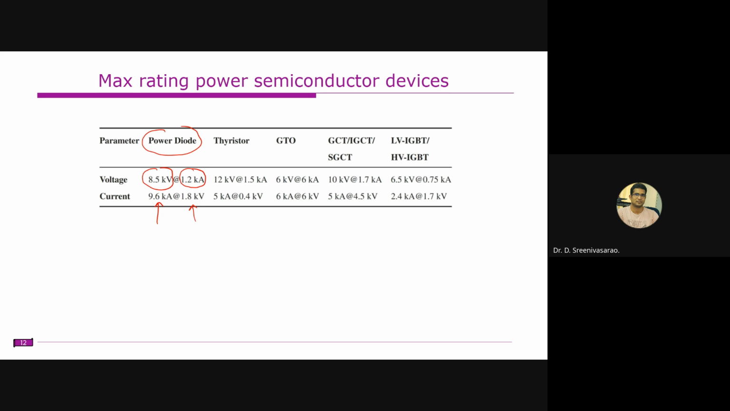Similarly, for IGBTs, we have 6.5 kilovolt devices and 2.4 kiloampere devices, which are at 1.7 kV. These are the conventional silicon-based devices.